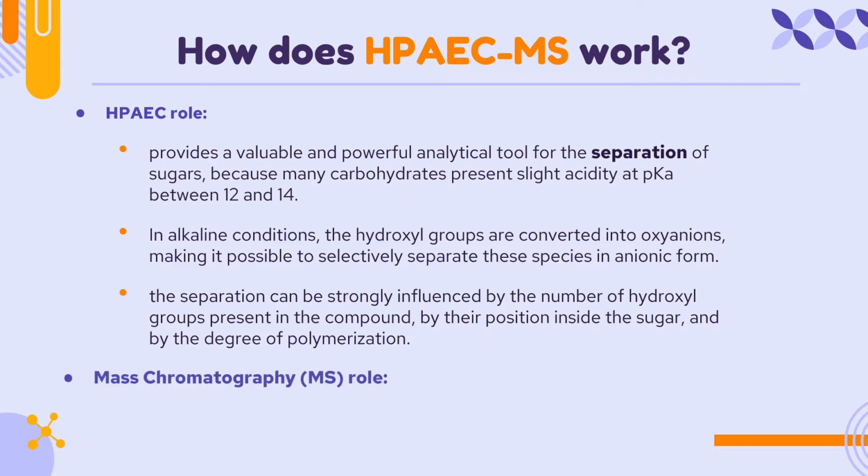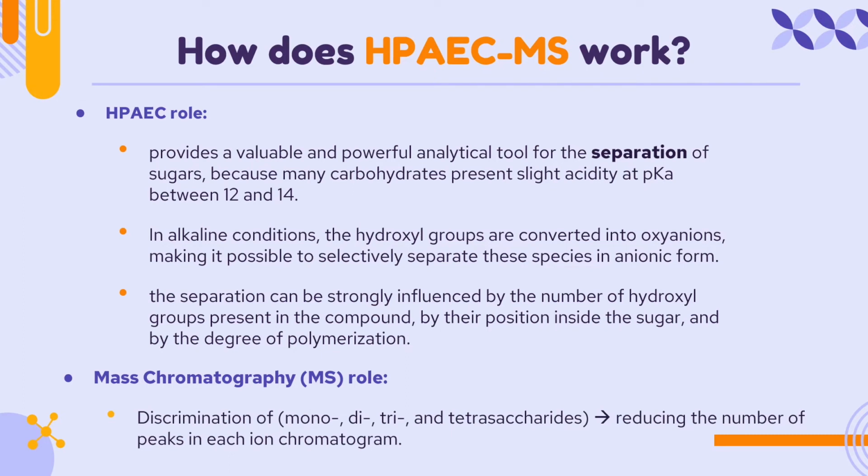Moving on to the second step and the role of the second step, which is the mass spectrometry. First of all, in the mass spectrometry, we're going to discriminate between the types of saccharides: the monosaccharides, disaccharides, trisaccharides, and the tetrasaccharides. This will lead us to reduce the number of peaks in each ion chromatogram.